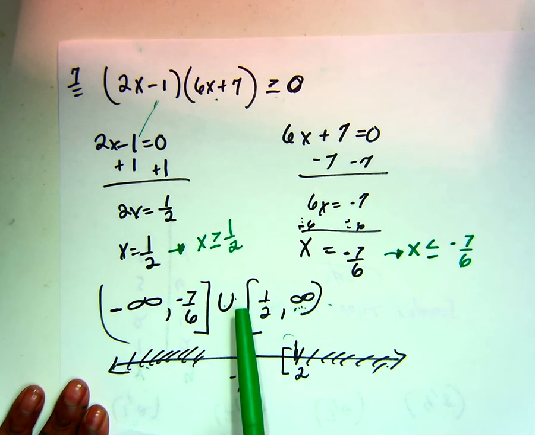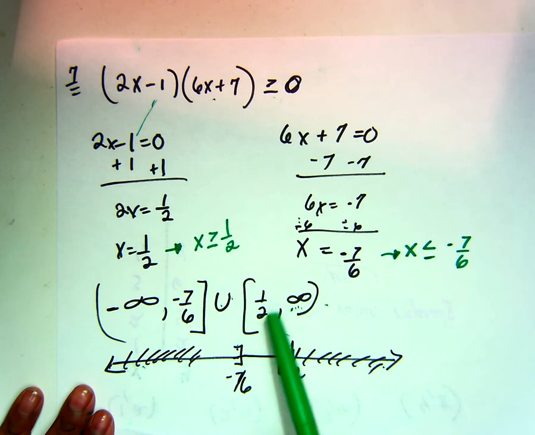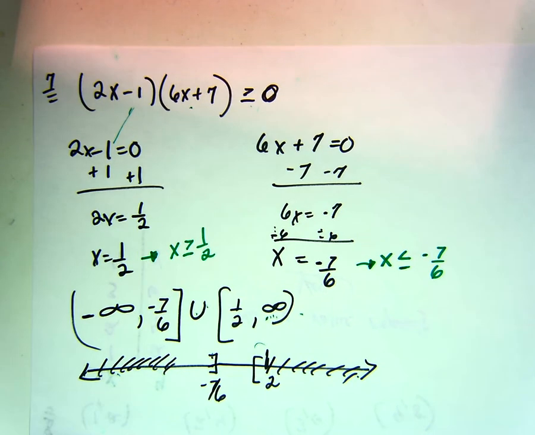It's almost like the word and. We're going to do the same thing. Have a bracket at 1/2, and then notice how it's shading here, on and on to positive infinity.